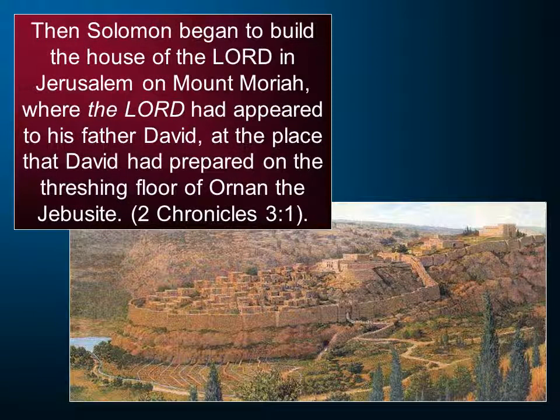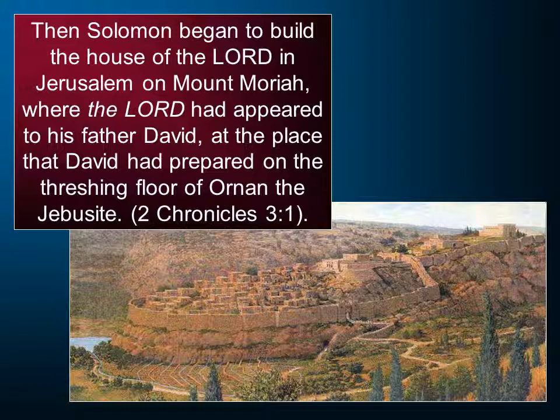Well, Solomon began to build the house of the Lord in Jerusalem on Mount Moriah. Now, Moriah had been mentioned way back in the book of Genesis, where Isaac had been taken by his father Abraham to the land of Moriah, onto a mountain, there to be sacrificed. And God had stopped the sacrifice at the last minute. But now we have the temple being built on Mount Moriah.